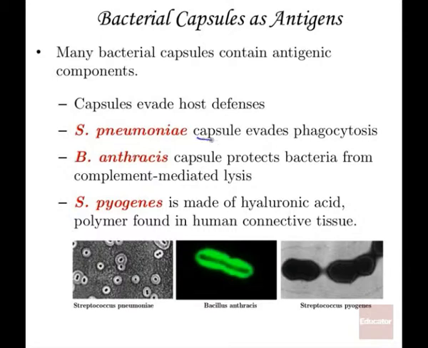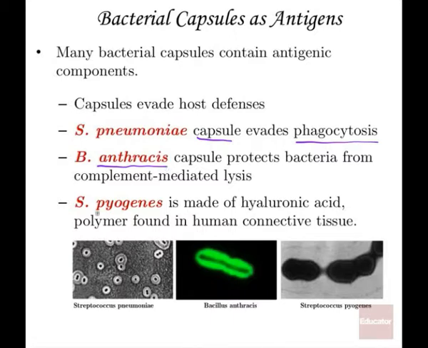So the pneumonia capsule actually directly evades phagocytosis. Now, what is that? That's the engulfing of the bacteria by an immune cell. Anthracis, remember, is a pretty serious disease, and that capsule protects bacteria from complement-mediated lysis. So remember that complement occurs in the innate immune system in the beginning of an infection. So having the capsule around the anthrax bacteria actually protects it from being lysed, or destroyed, by complement.